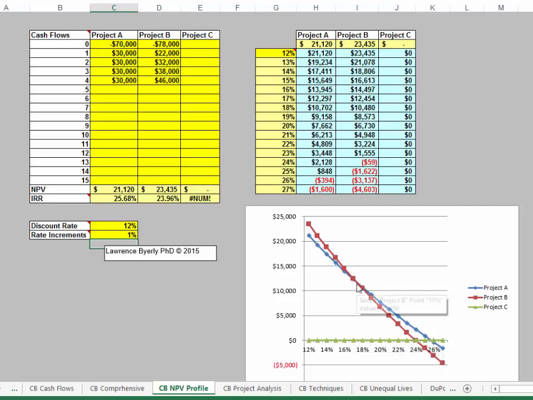And if you can see here, right around the 17% range, is where these two projects cross over. So for discount rates that are less than 17%, on this side of 17%, then Project B is a better project. It has a lower internal rate of return, but it has a higher net present value. For discount rates or required returns or the cost of financing that's greater than 17%, if we're on this side of the crossover, then Project A has both a higher internal rate of return and a higher net present value.